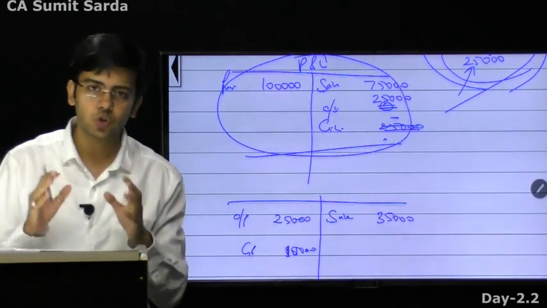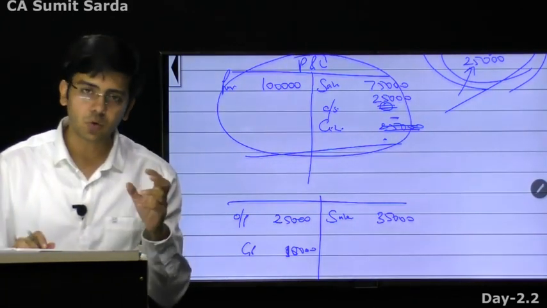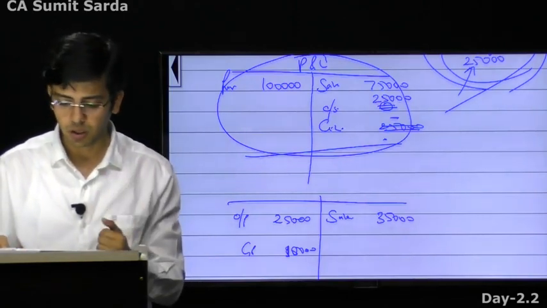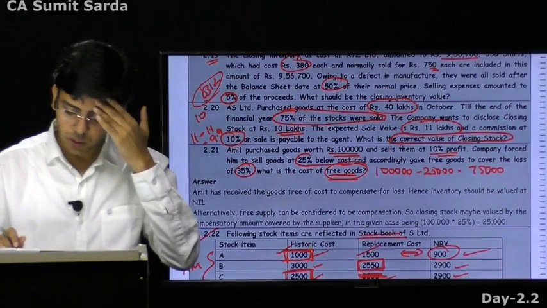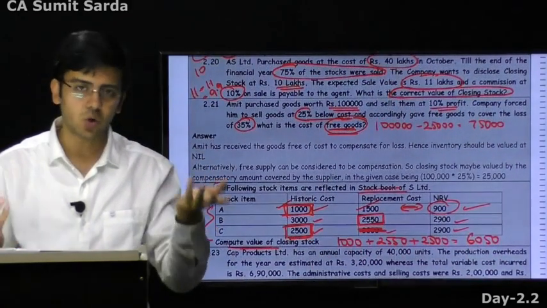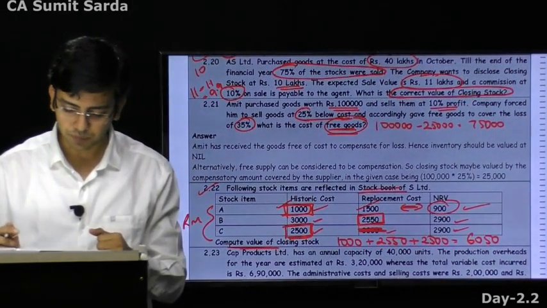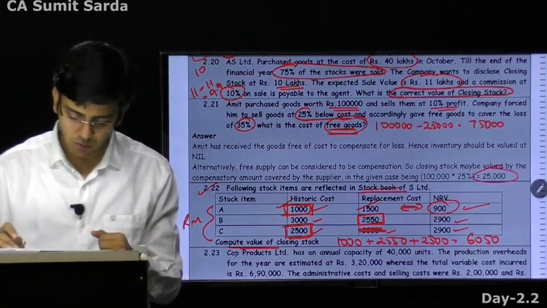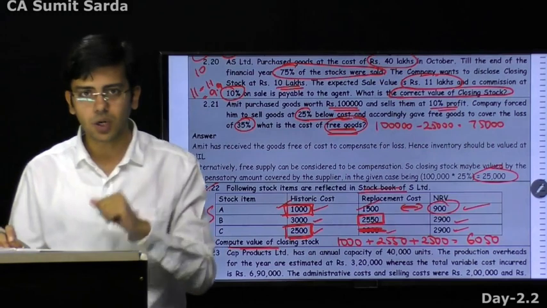So as per AS 2, I'll value my inventory at 25,000. You haven't faced any loss actually. We'll measure the inventory at 25,000. Okay. So the answer is given in your books. Question 22 we have solved. We'll move ahead.